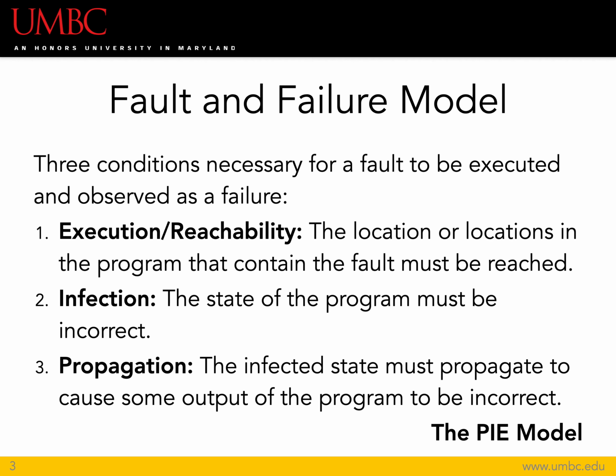So first you have to have the execution piece, right? There has to be a reachable location somewhere in the code. Then you have to have an infection step where the program is actually incorrect. The execution has resulted in some kind of incorrect state. And then finally you have to have a propagation where the infected state is now visible somehow in the output or interaction with the program. So this is the PIE model of software testing, recognizing that at each of these steps you have an opportunity to catch the problem.